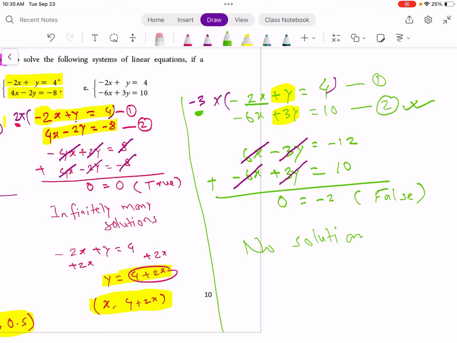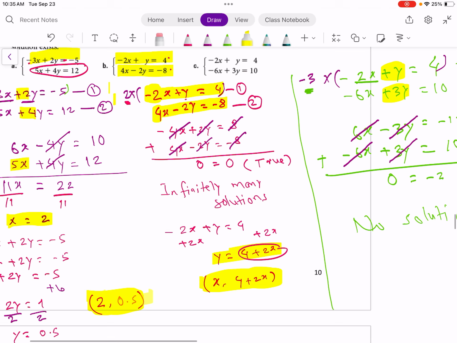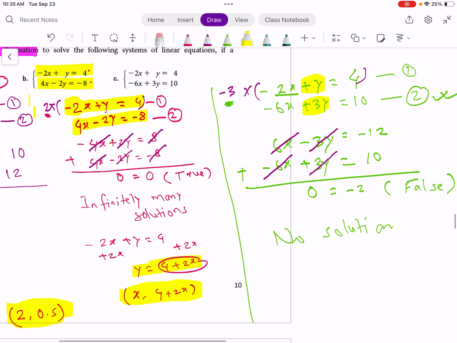If you have infinitely many solutions, then we have exactly the same graph. And if we get a unique solution like our very first example, it means the two lines intersect at exactly one point. Any questions? So we use the elimination method to solve a system of linear equations.